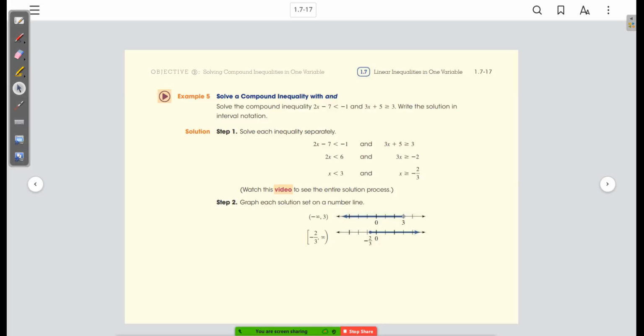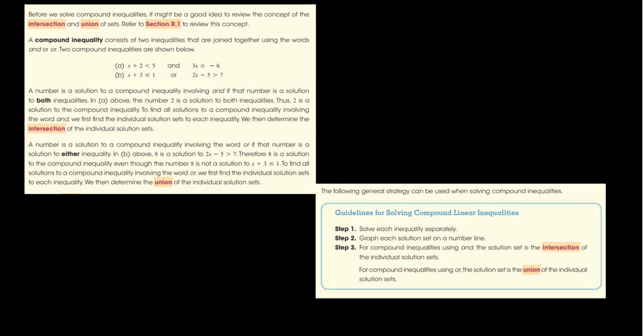Okay. So, reading from the top here, before we solve compound inequalities, it must be a good idea to review the concept of the intersection and union of sets, referred to in section R1. So this is the very first review section in this text.